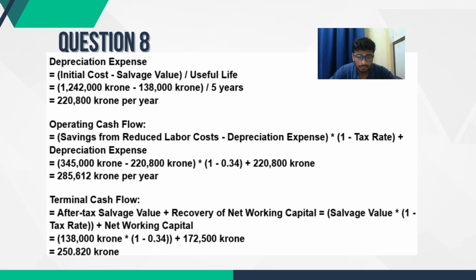Moving forward is operating cash flow. For operating cash flow, we use the formula which is savings from reduced labor cost minus depreciation expense, times 1 minus tax rate, plus the depreciation expense that we calculated earlier. So the answer for operating cash flow is 285,612 kron per year.